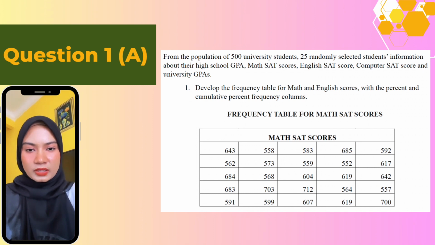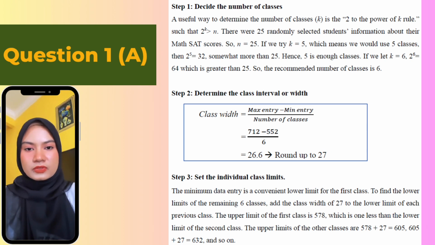For question 1A, I should develop the frequency table for math score with the percentage and cumulative percentage frequency columns. So, first, I decide whether the frequency distribution table is in ungrouped data or grouped data. For ungrouped data, the classes are single values, while for grouped data, the classes are more than one value. Based on the frequency table for math score, the number of classes is in grouped data.